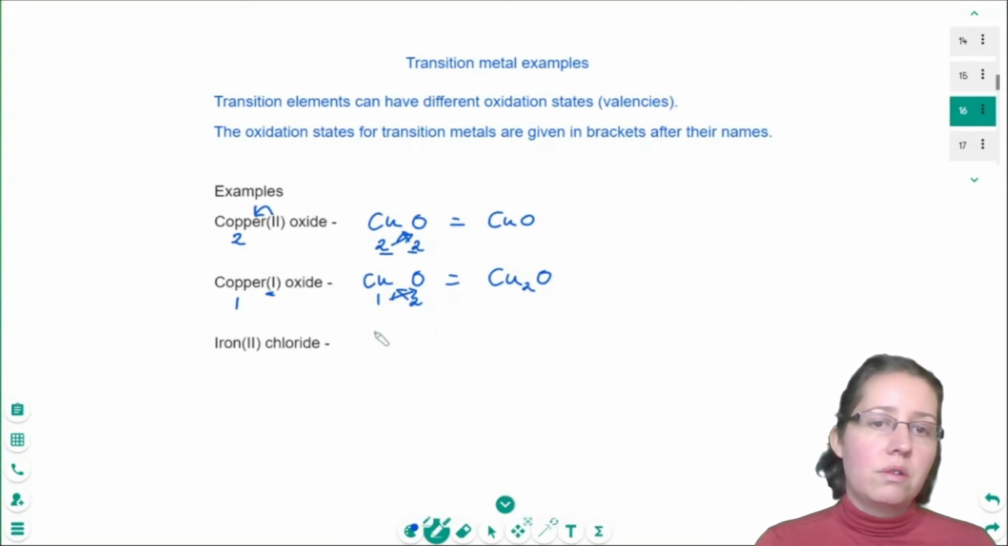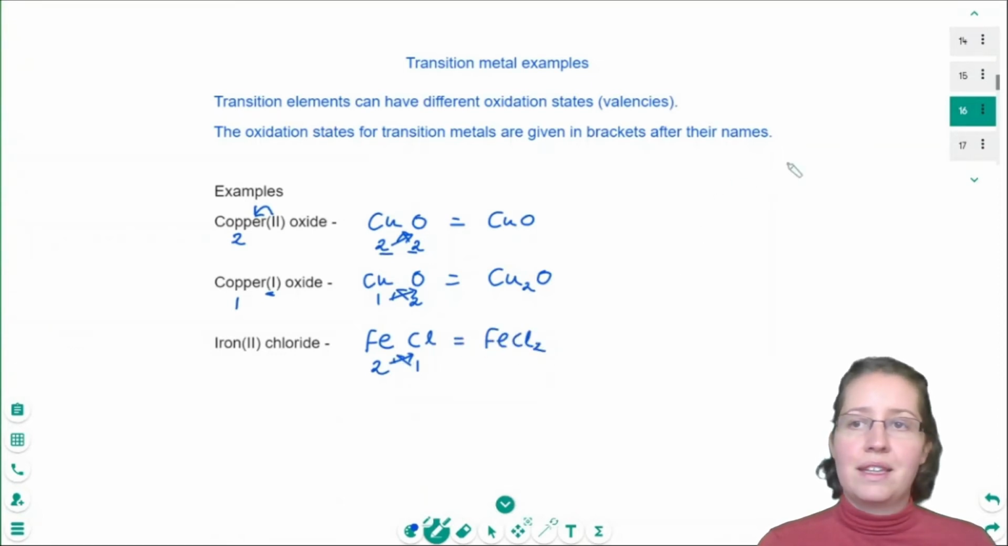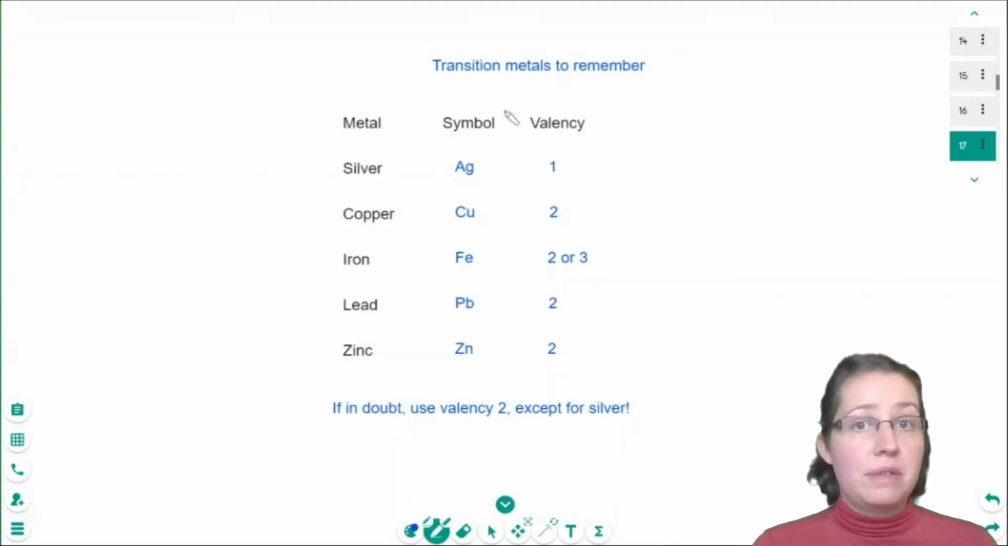Iron 2 chloride, Fe, valency 2, chlorine, valency 1, crisscross, and we get FeCl2.